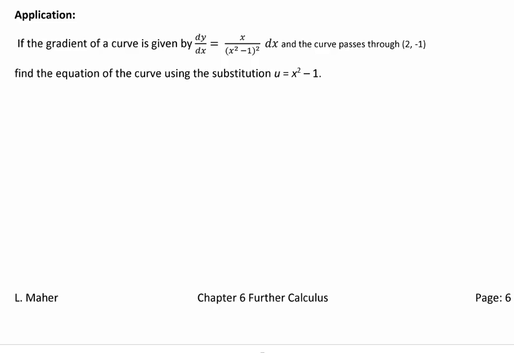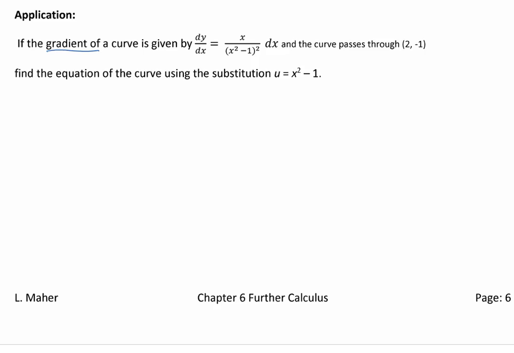Okay, let's have a look at this application of integration. It says if the gradient of the curve is given as this, some function being differentiated, and the curve passes through, the original function satisfies this, find the equation of the curve, the original function, using the substitution u equals x squared minus 1.